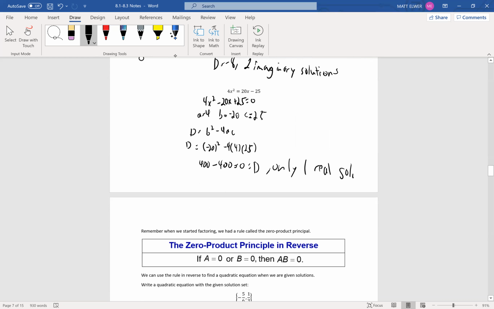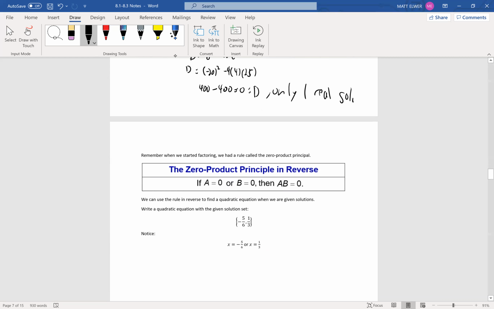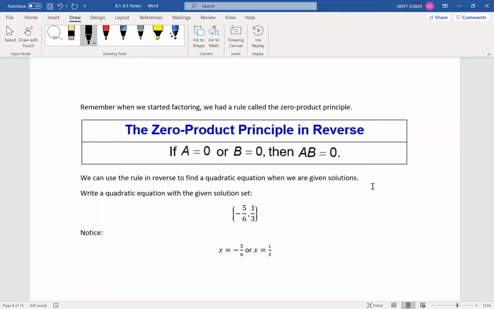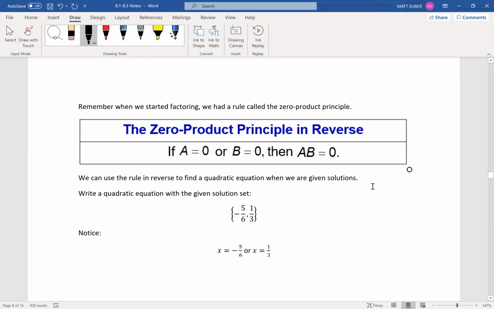Okay. So now I want to take you back to something we did a few weeks ago. We had this zero product principle, right? And I misspelled that. It should be LE. So we have the zero product principle, where if we have two things multiplied together, and we know that one of them is equal to 0, then we know that the product is equal to 0, right?